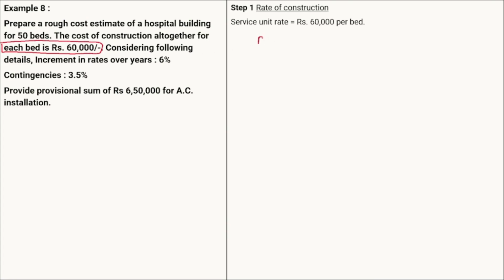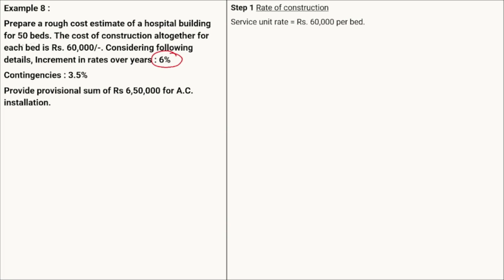Service unit rate is given like rupees per whatever service unit is there. Here the service unit is bed, so therefore rupees per bed. Now from this particular rate, another consideration is there. The increment in the rate over the year should be taken as 6%.